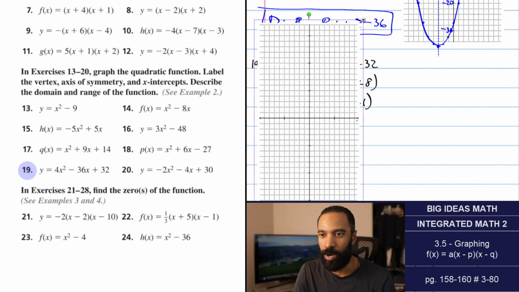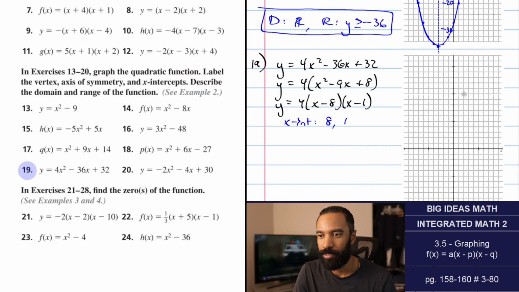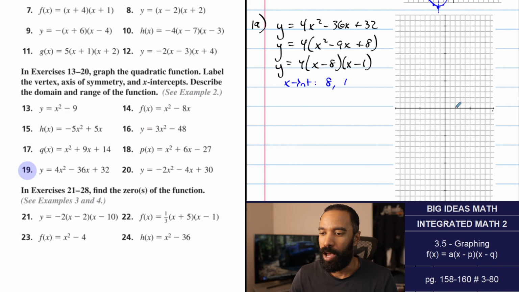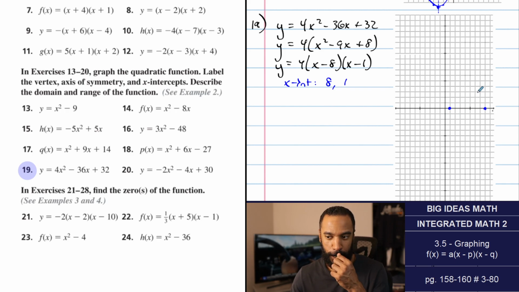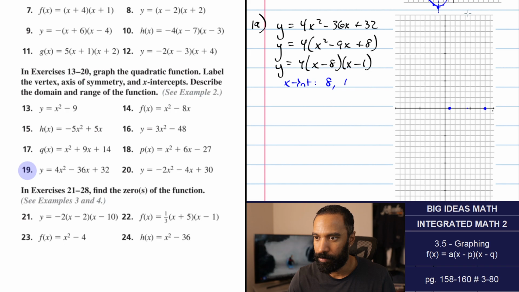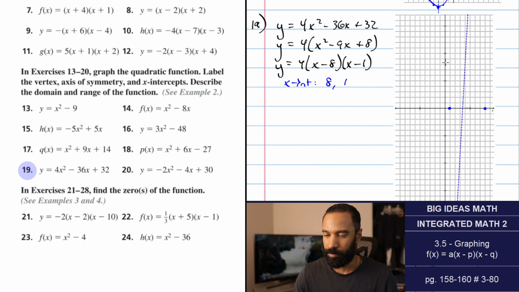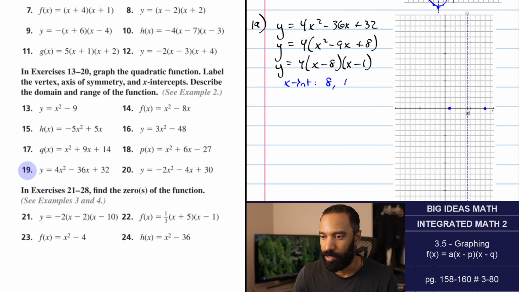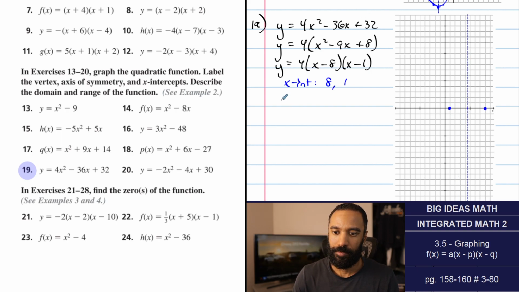Halfway between 8 and 1 should be 4.5. But let's let this decide for us, right? This is going to be very tall as well because the stretch factor is 4. So I'm going to have to change the scales on this, I'm sure, as well. So 8 and 1. Halfway between is right here. X equals 4.5. Not like that. Let's fix that. Axis of symmetry. X equals 4.5.